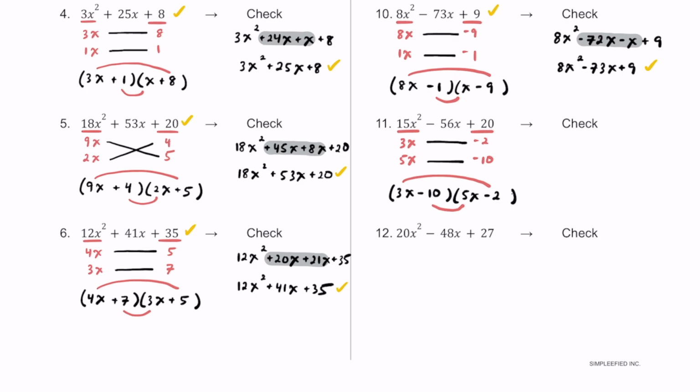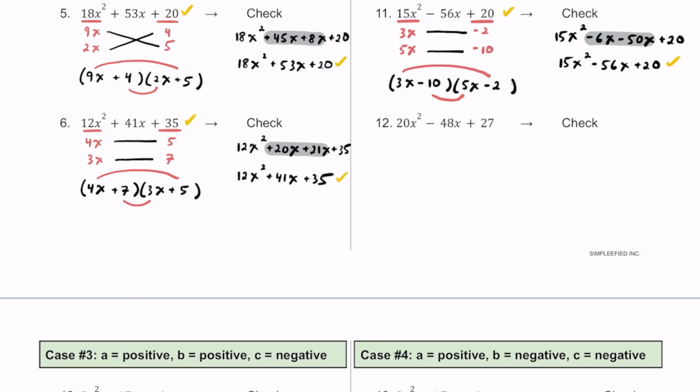3x times 5x is going to be 15x squared. Check the outers, then check the inners. On the outers, we're going to get negative 6x, and on the inners, we're going to get negative 50x. And then finally, this negative 10 times negative 2 will be a positive 20. So the negative 6 and negative 50 coefficients can be combined. For those like terms, we have 15x squared minus the 56x plus the 20. Cool, so this seems to work, so we factored correctly. All right, last one here of this type. For number 12, we have 20x squared minus 48x plus 27.